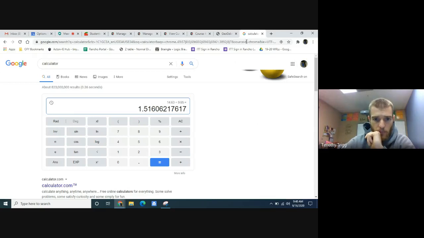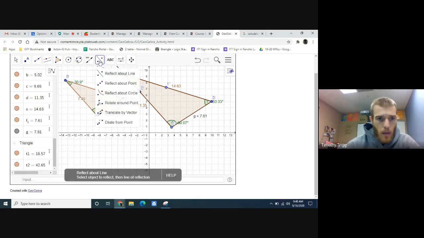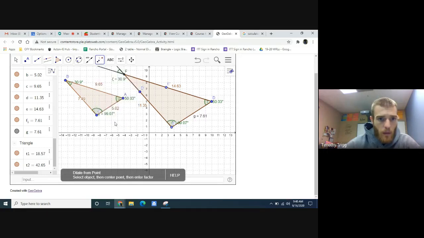by this factor. Okay, so I'm actually going to grab this entire thing because I don't just want 3 decimal places. I want the whole thing. So I'm going to go ahead and copy that. And then on your tools here, I want you to go to this tool here, the line with 2 dots away from each other. And we're going to go to dilate from point. So you would select this triangle, and then you want to select 0, 0.